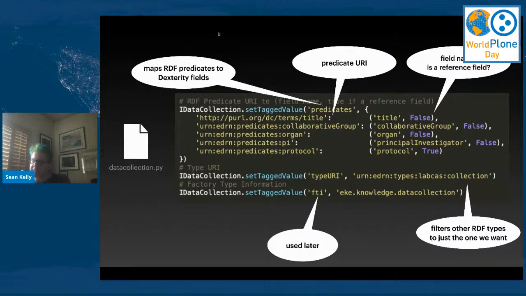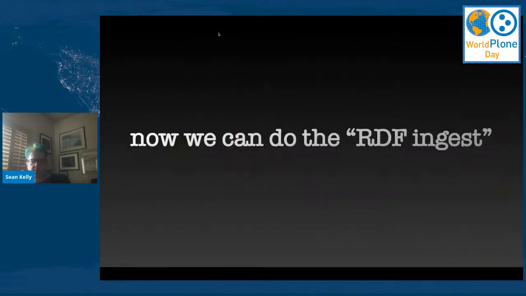And the reason we do that is that in RDF, you can have any number of different kinds of objects being described. If we, for example, have a knowledge folder that we just want to have scientific data collections in them, we use this type URI to filter out any other statements that are about different kinds of objects, say publications or protocols. Finally, we have a tagged value called FTI, factory type information, which will be used later. We'll see that in just a moment.